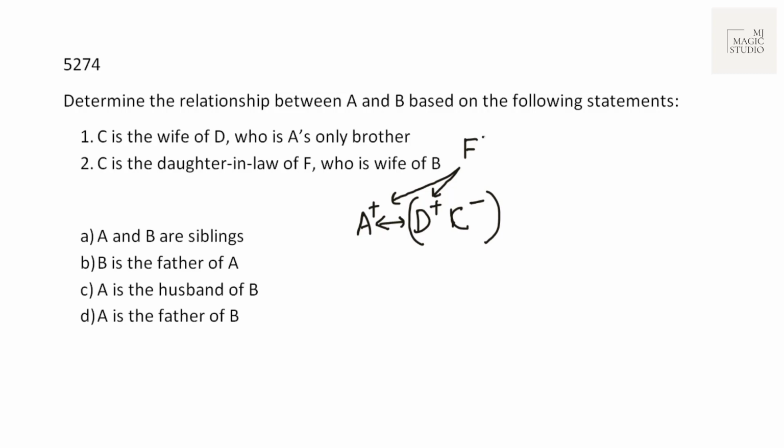Who is wife of B? So this is female and B is male of this couple. They are looking for the relationship between A and B. B is father of A. That is in option B. Straight away we have the answer.